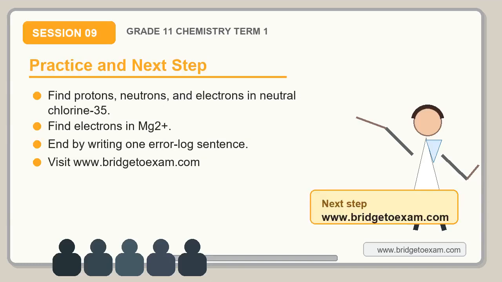Before you leave, practice actively. Task 1. Find protons, neutrons, and electrons in neutral chlorine-35. Task 2. Find electrons in Mg2+. Task 3. Explain why changing neutron number does not change the element identity. At the end of your study, write one sentence beginning, "The chemistry idea I must remember is."